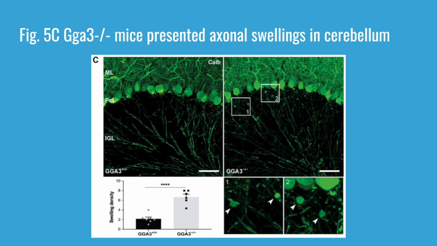So in the 4-month-old mice, as you can see on the left, there are no axonal swellings, but on the right, which they have outlined in a square, and then these are the enlarged images on the bottom right, the white arrowheads are pointing towards the axonal spheroids, which are the axonal swellings of BACE1 accumulation. And then on the left, they also quantified the swelling density. And once again, as you can see, the GGA3 deletion neurons have a higher swelling density.